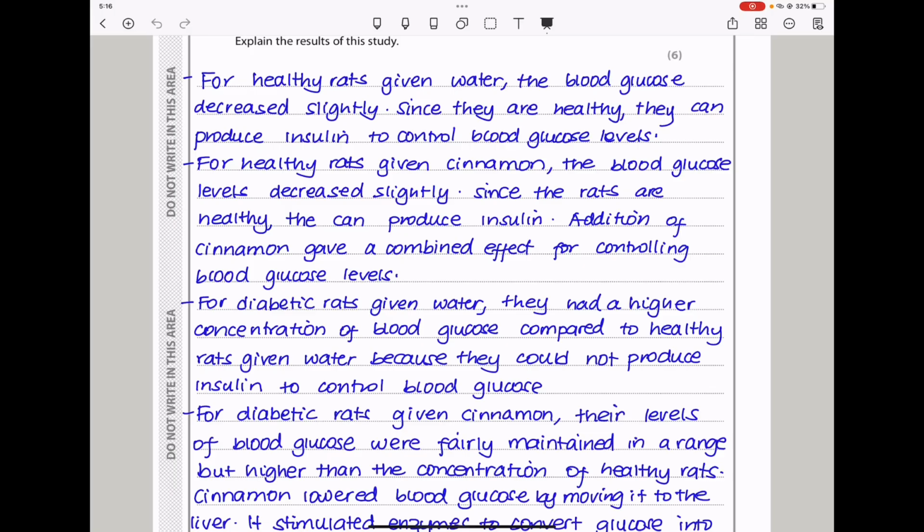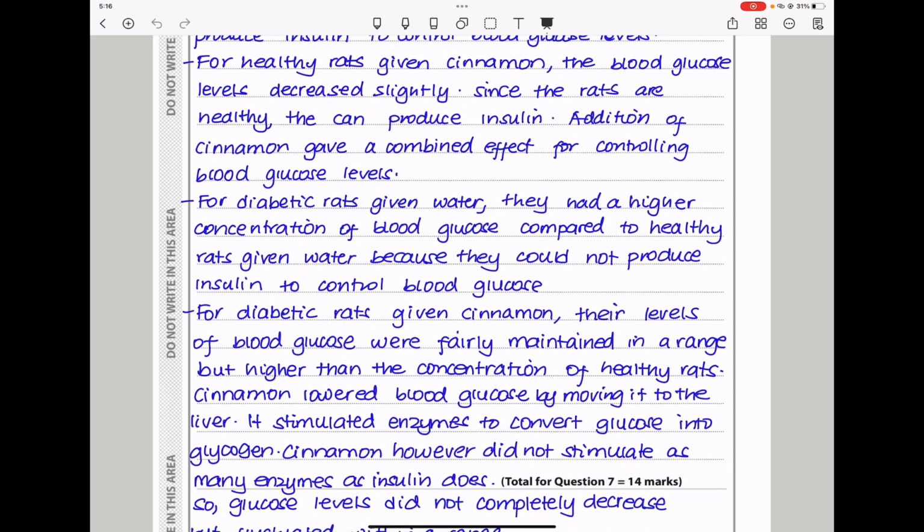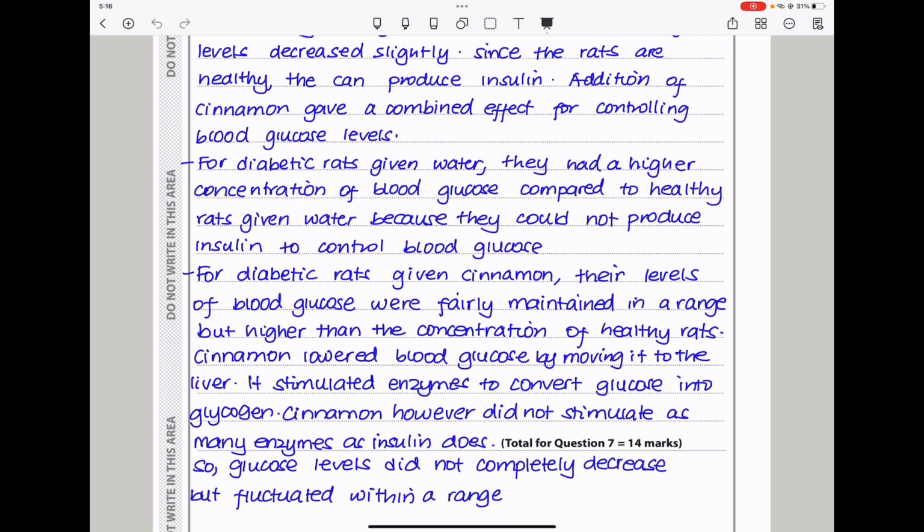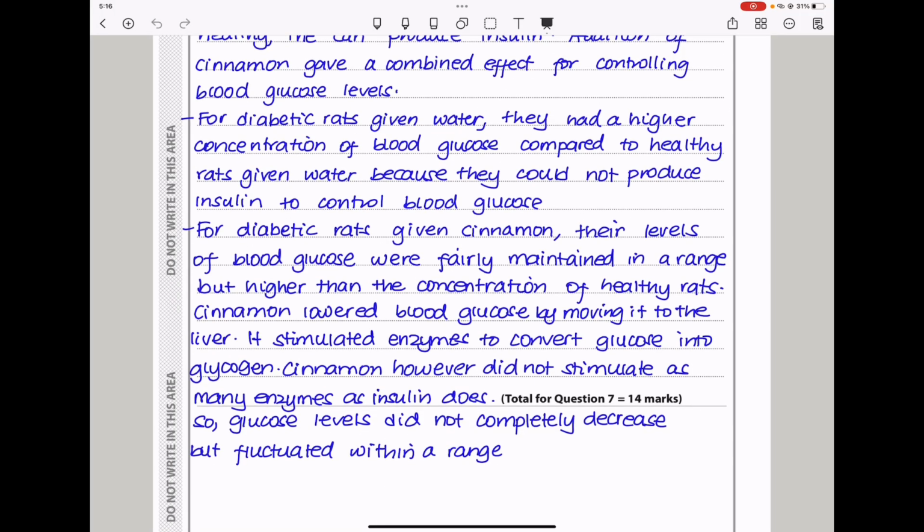For diabetic rats given water, they had a higher concentration of blood glucose compared to healthy rats given water because they could not produce insulin to control the blood glucose. And for diabetic rats given cinnamon, the levels of blood glucose were fairly maintained in a range but higher than the concentration of healthy rats. Cinnamon lowered blood glucose by moving it to the liver. It stimulated enzymes to convert glucose into glycogen. Cinnamon, however, did not stimulate as many enzymes as insulin does, so glucose levels did not completely decrease, but fluctuated within a range. So this brings us to the end of question 7. Let's continue to question 8.